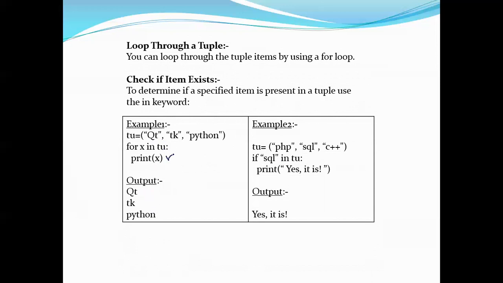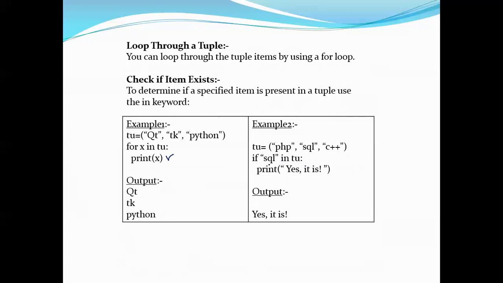As given in the instruction print x. If I come to a conditional statement, if, what will happen? Tu is equal to php, sql, c++. If sql, I'm taking an item. This item is in tu. Yes, as I already said, Python requires a simple English knowledge and mathematical background. With that, you can master Python. See how easy it is. If SQL in tu, right? What does it mean? I'm checking whether an item is present in tu. Yes, if it is present, you say print as it is, right? It is just like an English statement.